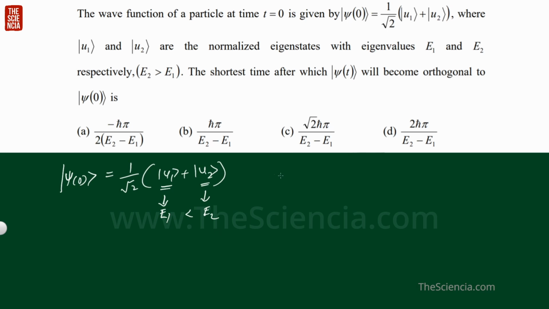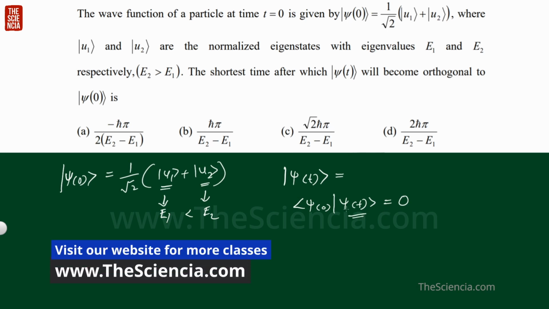The question is, after some time t, we get a wave function psi of t, and it will become orthogonal to psi of 0. That is, when we take the scalar product of psi of 0 with psi of t, we get 0. Here the question is to find the shortest time after which psi of t becomes orthogonal to psi of 0.